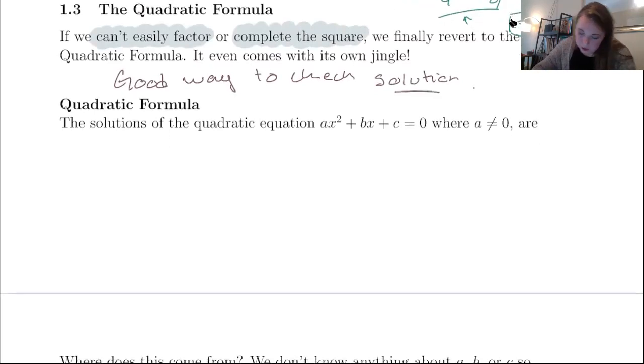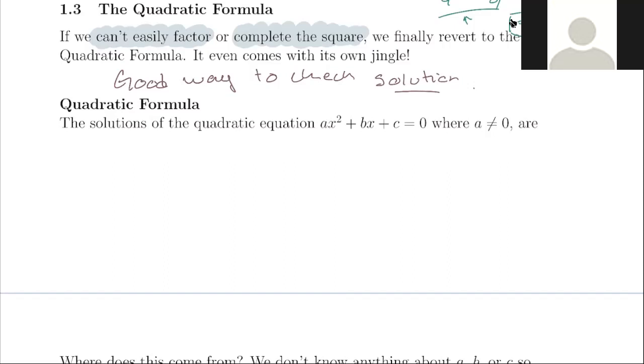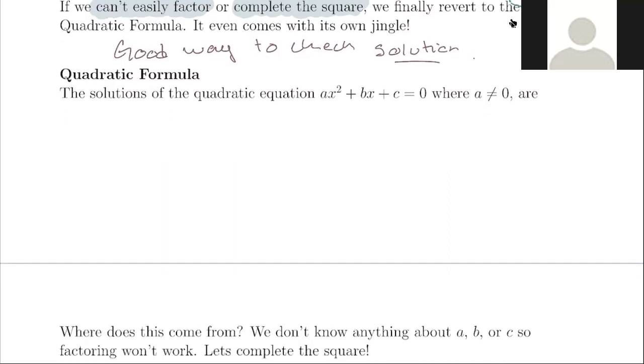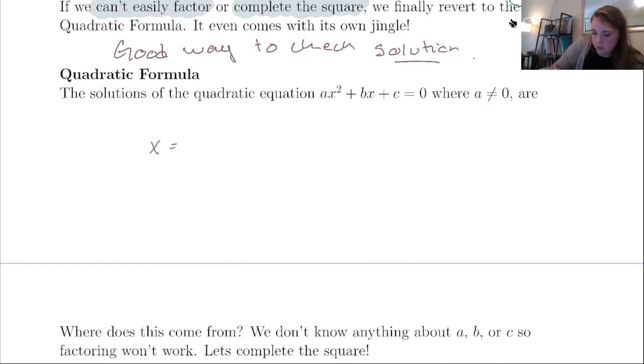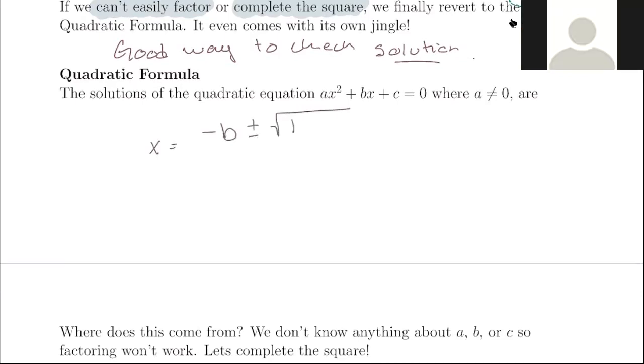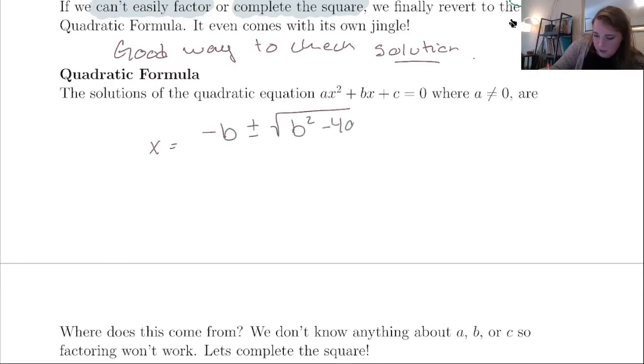So it comes with its own little jingle, right? So if we have the solution to the quadratic equation, ax squared plus bx plus c equals 0, where a is not 0, because it wouldn't be quadratic, we get that it's going to be, oh man, just drink some tea. All right, so we get x equals, and here's the song, goes negative b plus or minus the square root of b squared minus 4ac da da da da all over 2a. That's the song.